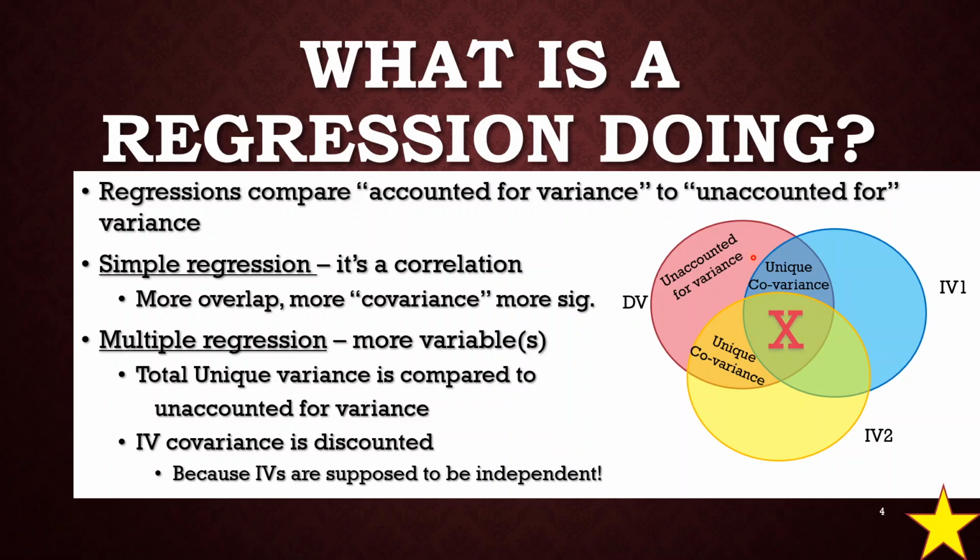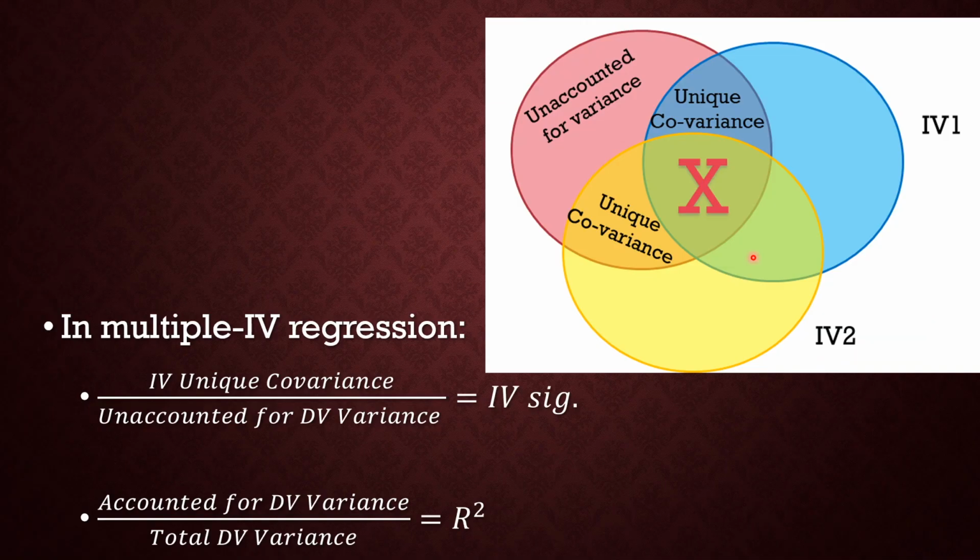Yeah, that says what I was just talking about. Here are the formulas that I've verbalized so far. The significance of independent variables or their coefficients is the ratio between unique covariance and unaccounted for variance, whereas the significance of R-square, or just your R-square, is the accounted for dependent variance divided by the total dependent variable variance.